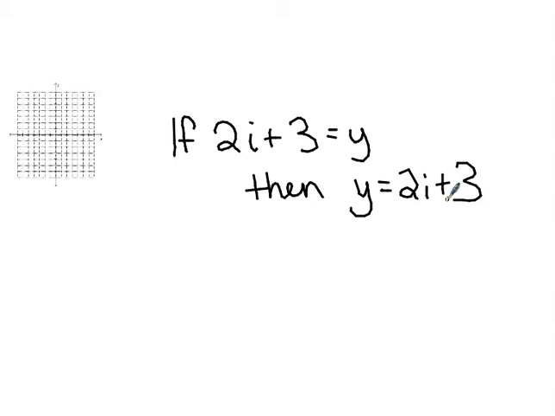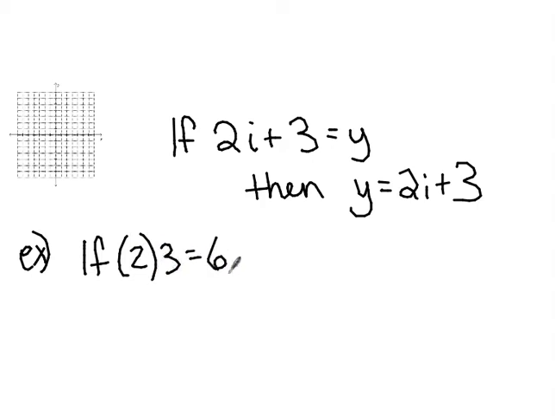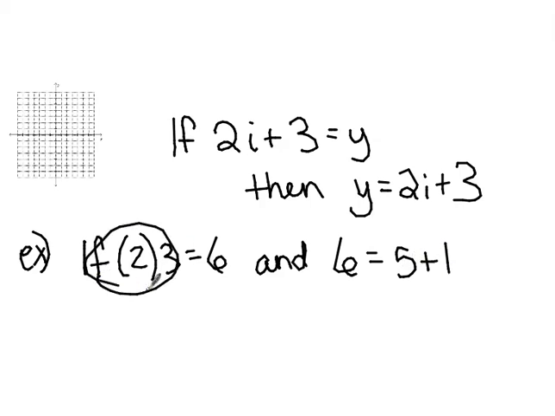The transitive property: if a equals b and b equals c, then a equals c. So for example, if 2 times 3 equals 6, and 6 equals 5 plus 1, we can assume then that 2 times 3 is the same as 5 plus 1.